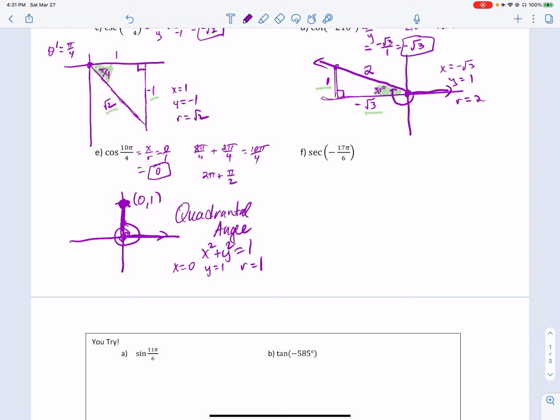For secant, we have a negative 17 pi over 6. Well, I've got to figure out where that is going to fall. I know negative 12 pi over 6 would be a negative 2 pi, and I would need an additional negative 5 pi over 6 to get to negative 17. So that's a negative 2 pi, a full rotation clockwise, and an additional negative 5 pi over 6. So that's going to end up in quadrant 3.